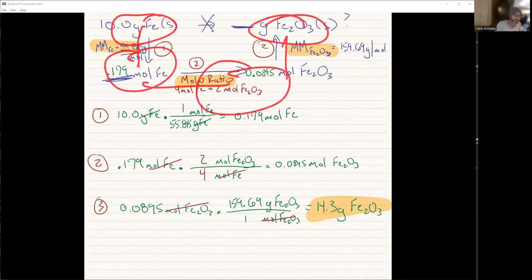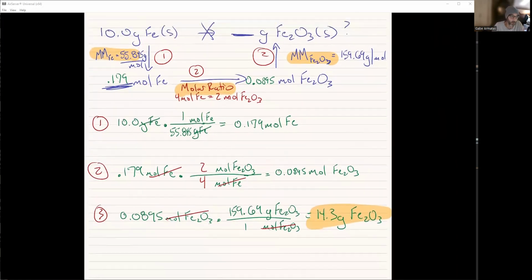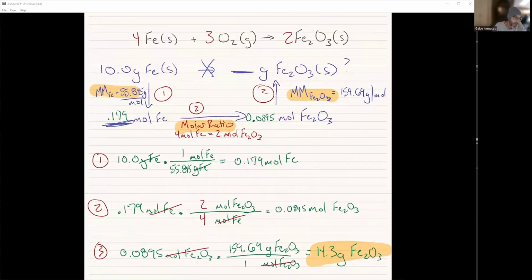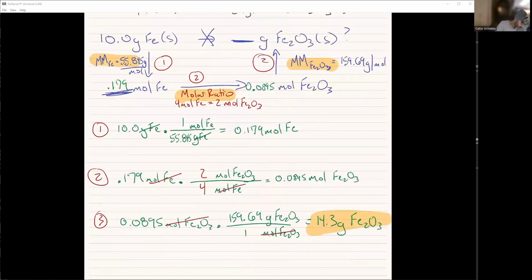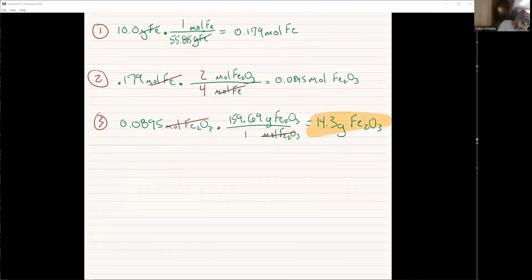So this is all pretty tedious to go through these steps one at a time. So I'm going to show you the quicker way to do it, and then I'll let you do it for oxygen. Okay, so I know if I start with 10 grams of iron, I end up with 14.3 grams of iron 3 oxide. Let's do the quick version of this. What you'll notice is I solve for moles and then I write the number again. We can just do all of these in line like a multiple conversion.